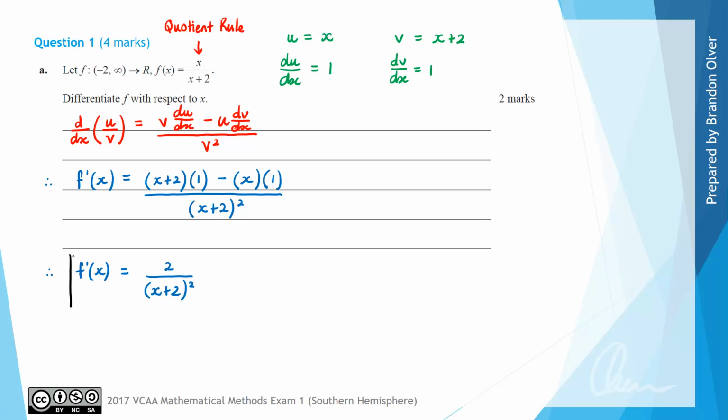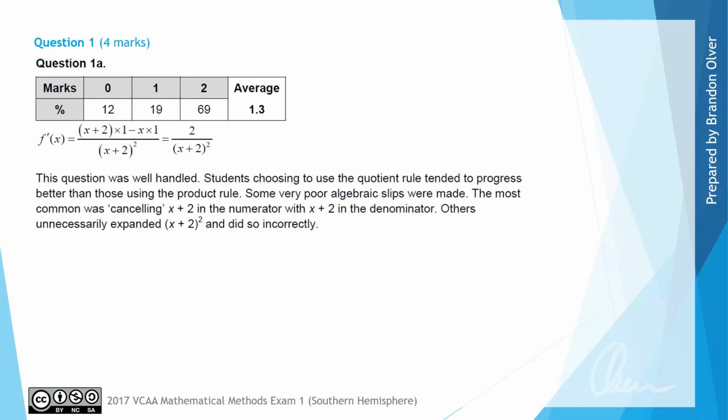So that is the derivative of f with respect to x, which is the answer to part A of this question. From the examiner's report we can see that 69% of students got full marks for that question, and overall the examiner said that this question was handled well. Students choosing the quotient rule tended to progress better than those who used the product rule. It is possible to use the product rule for that question, but it looks like the quotient rule was the better option to take. The examiner also notes that some very poor algebraic slips were made along the way.